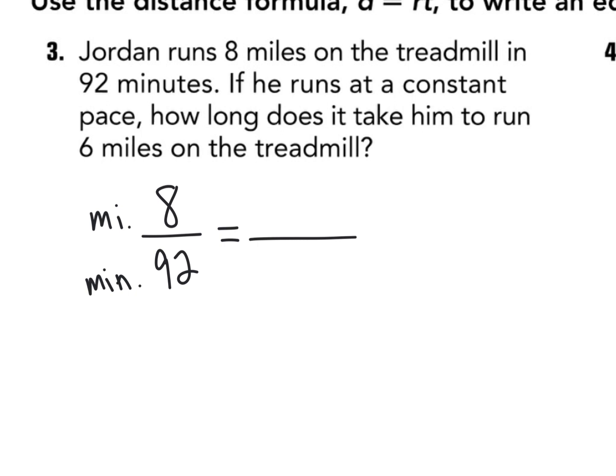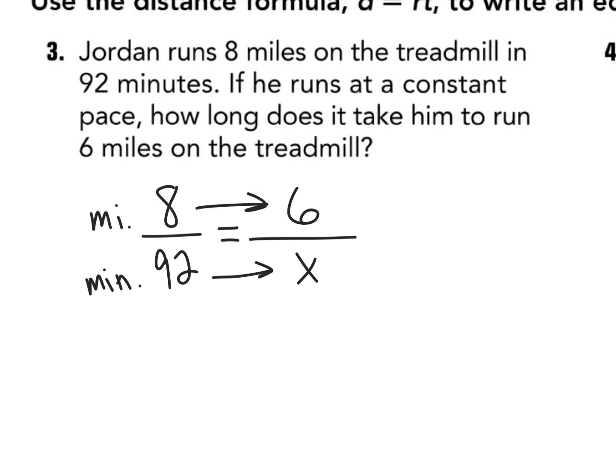How long does it take him to run 6 miles? So if you'll notice, the miles is in the numerator. So over here, miles also needs to be in the numerator. So 6 miles needs to go in the numerator. And we're trying to find how long it's going to take. So if you want to put T for time, M for minutes, I guess, even though we have miles there already, or you can just put an X, whatever variable you want to choose.